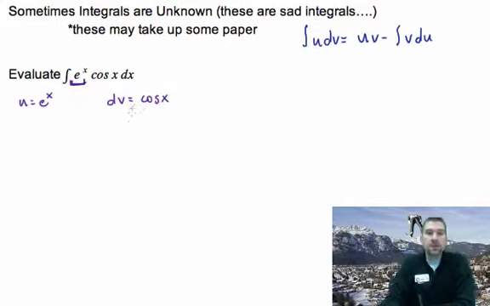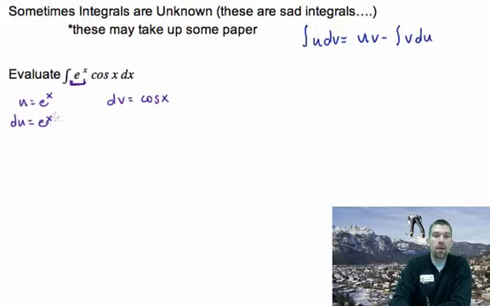All right, so here we go. u equals e to the x, dv equals cosine x dx. Take the derivative of u and integrate dv to get v.